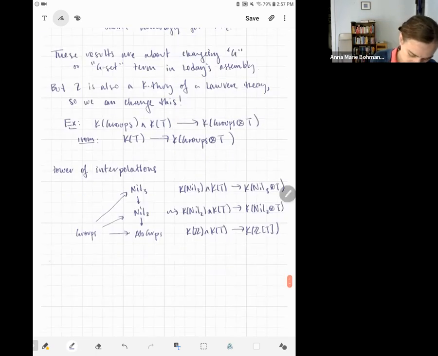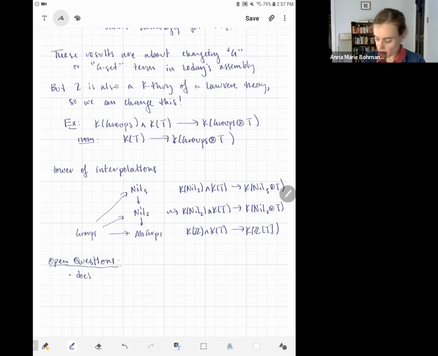And so an open question that you might get from these things is: does the tower of spectra, the K theory of the tower of Lawvere theories up here on the left, give a tower in spectra that converges to the K theory of groups?